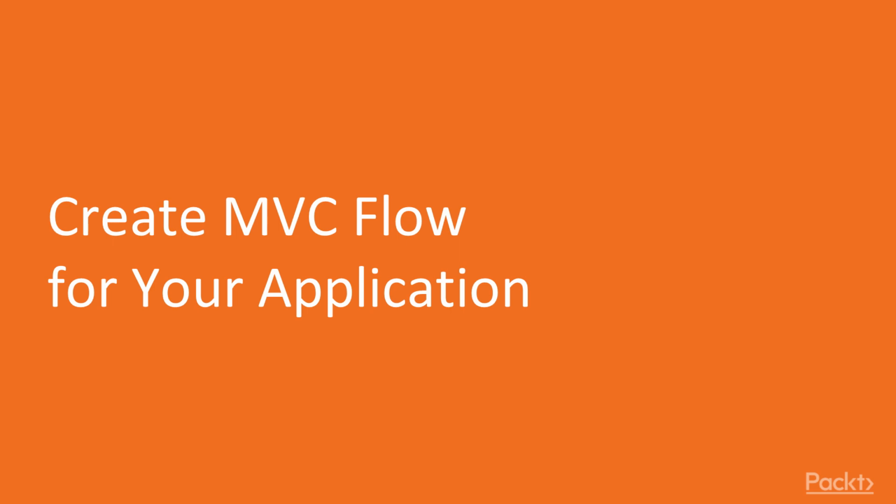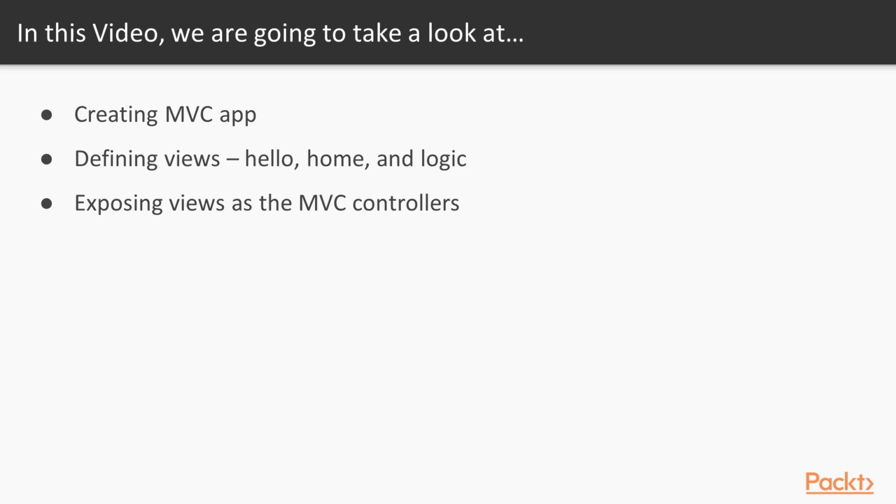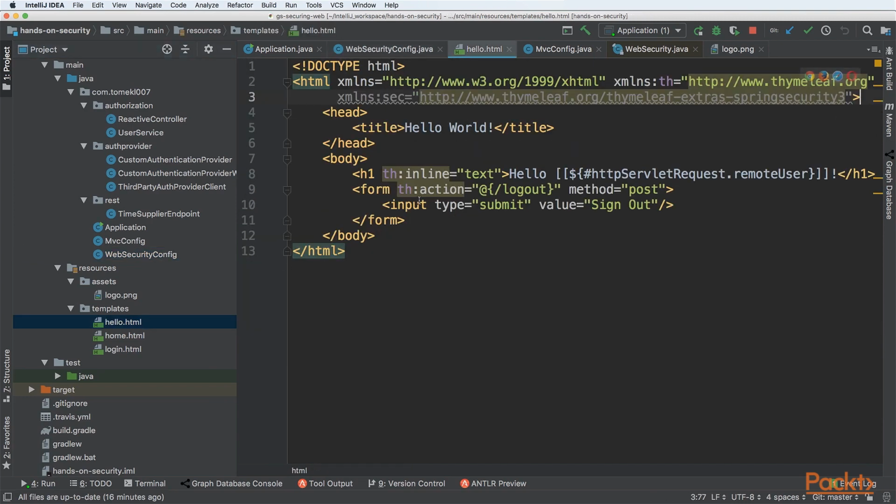So in this first video, we'll be creating the MVC flow for our application. So we'll be creating an MVC application. We'll be defining views for hello, for home and login. And also we'll be exposing views as MVC controllers. So let's start from the hello view.